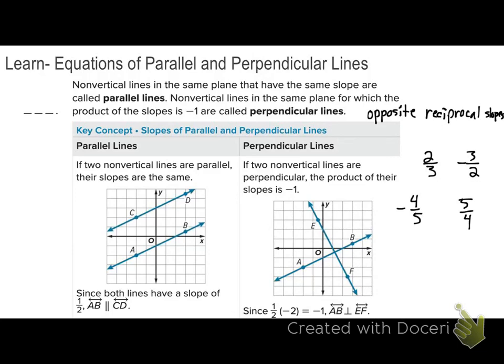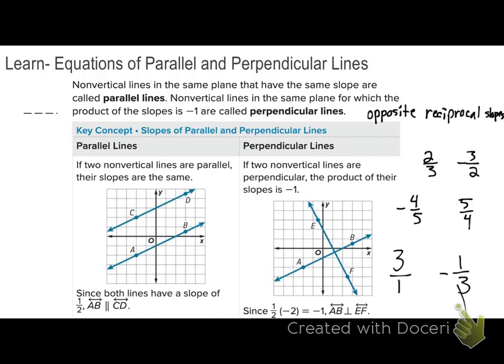Let's say I gave you 3. What's the reciprocal of 3? Is it -3? How would I make 3 a fraction? 3 divided by 1, or 3 over 1. So what's the reciprocal of 3? 1/3. 3 is positive. What's the opposite of positive? Negative. So the opposite reciprocal of 3 would be -1/3. We good there?